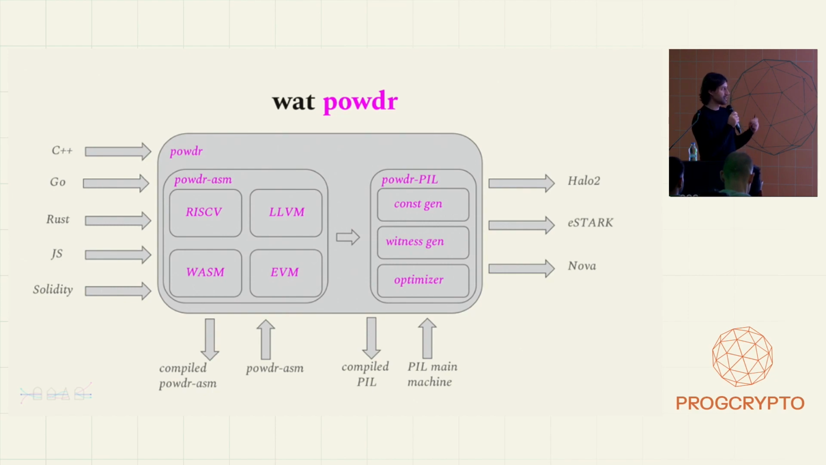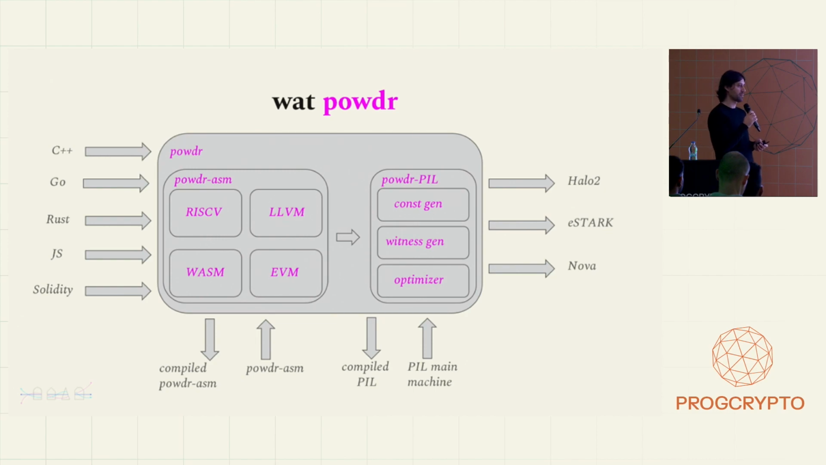And the compiler is given the VM specification and the program, and it starts the compilation process by compiling this Powder assembly part and then compiling it to PIL, which is a polynomial identity language, first invented by Jordi and the Polygon zkVM team, which we extended to fit more of our needs, which is a constraint language. There's no notion of programs anymore. It's just arithmetic constraints. And from these constraints, you basically go to different proof systems, such as Halo 2, eSTARK, and Supernova, actually.